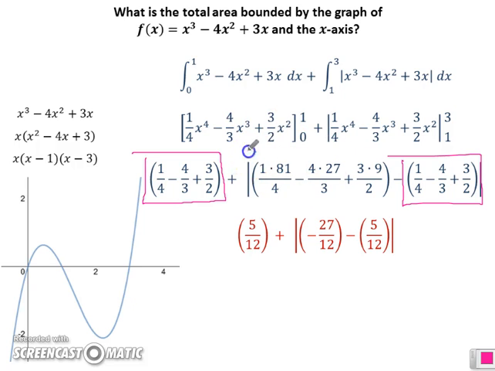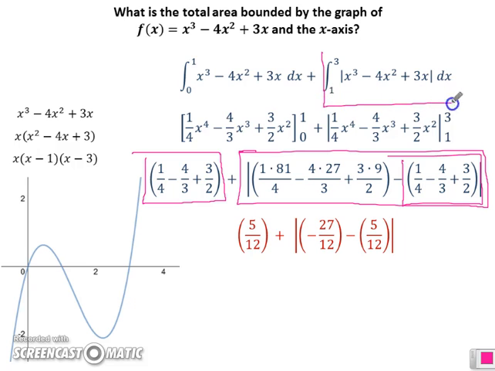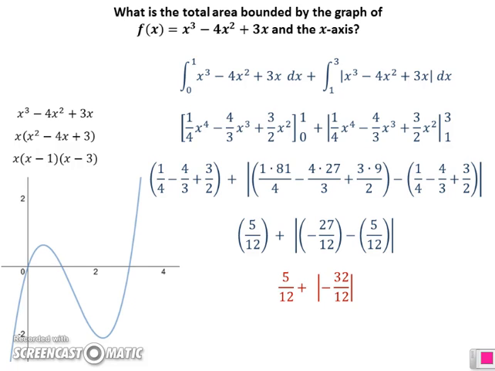And then remember, this piece here is the part that's from the second integral. So that's why I have an absolute value symbol here. Keep going, simplify. Negative 27 and negative 5 makes negative 32. That's the area here. So this area here is 32 over 12. Or if you want to simplify that, you can. You don't have to simplify.